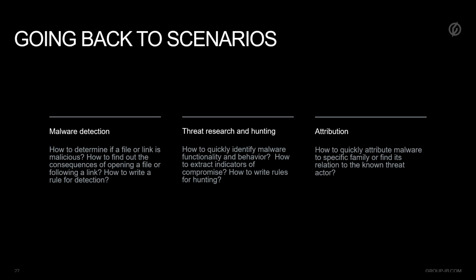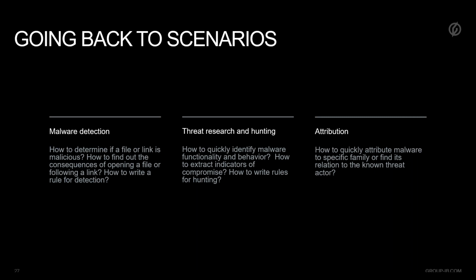So if we go back to the scenarios that we saw in the very beginning, for malware detection, if we need to determine if there are some malicious files or links and what's the percentage that they are malicious, what kind of actions they are performing, what will happen after someone opens the file or follows the link, we will have all of this information in the outputs of the malware detonation platform pretty fast, or we can suffer a bit and get quite similar information from the manual analysis, but it will really depend on what exactly you're analyzing.